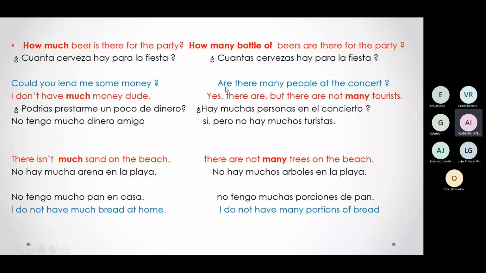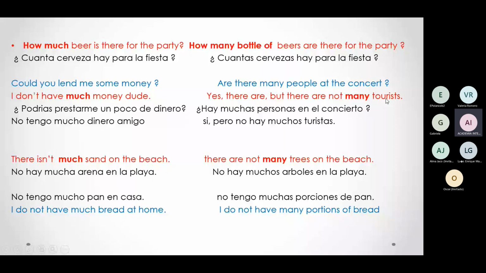Now, this one: are there many people at a concert? This is another question, and this is the answer. Yes, there are. But there are not many tourists.